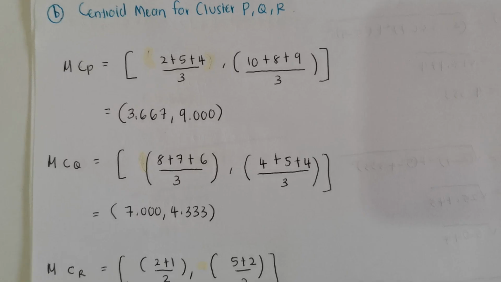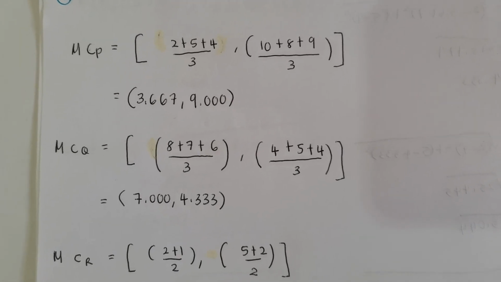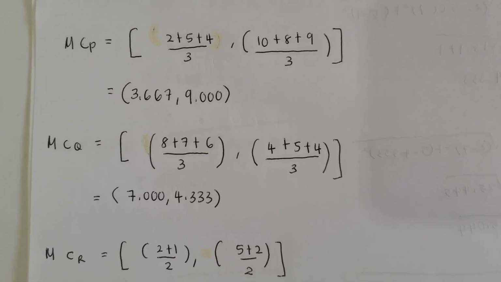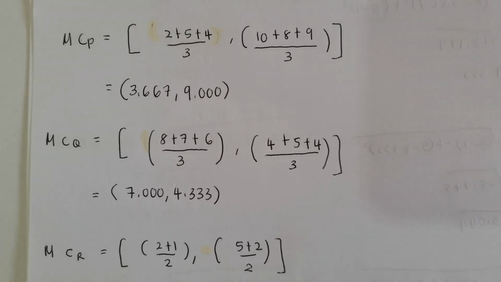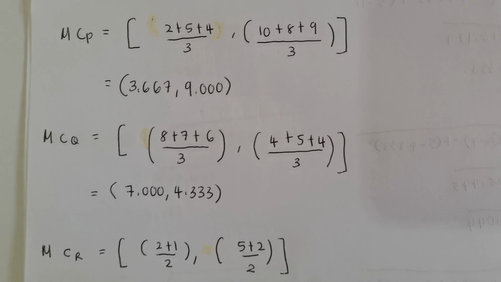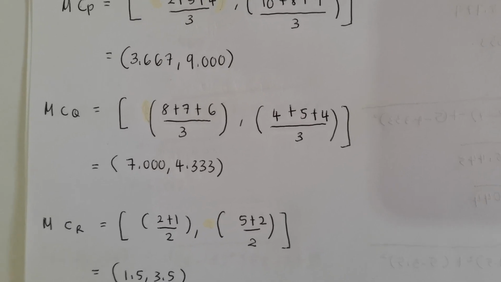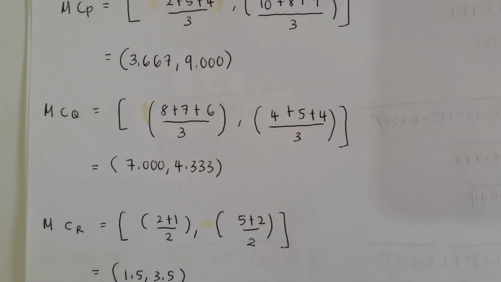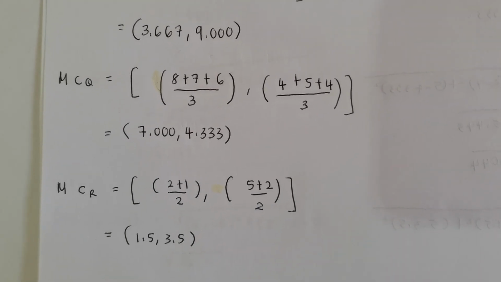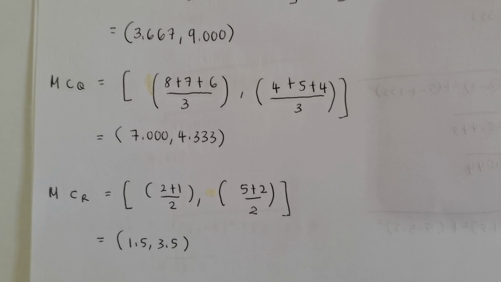As for question B, we need to compute the new cluster center, or centroid mean, for clusters P, Q, and R. By using the formula of mean, we can find the mean of cluster P, which is 3.6679. Mean for cluster Q is 7 and 4.333, and mean for cluster R is 1.5, 3.5. Easy, right? Don't give up yet. Let's go to C.